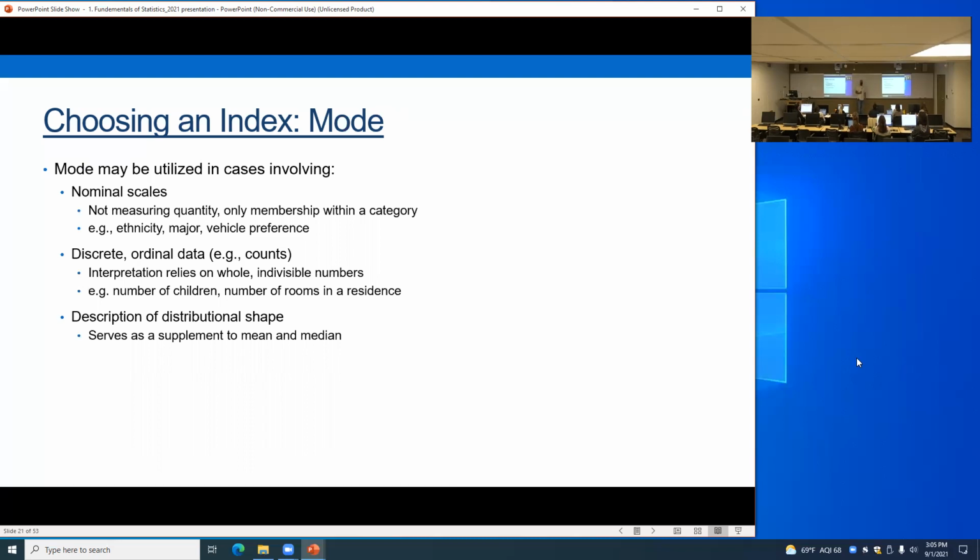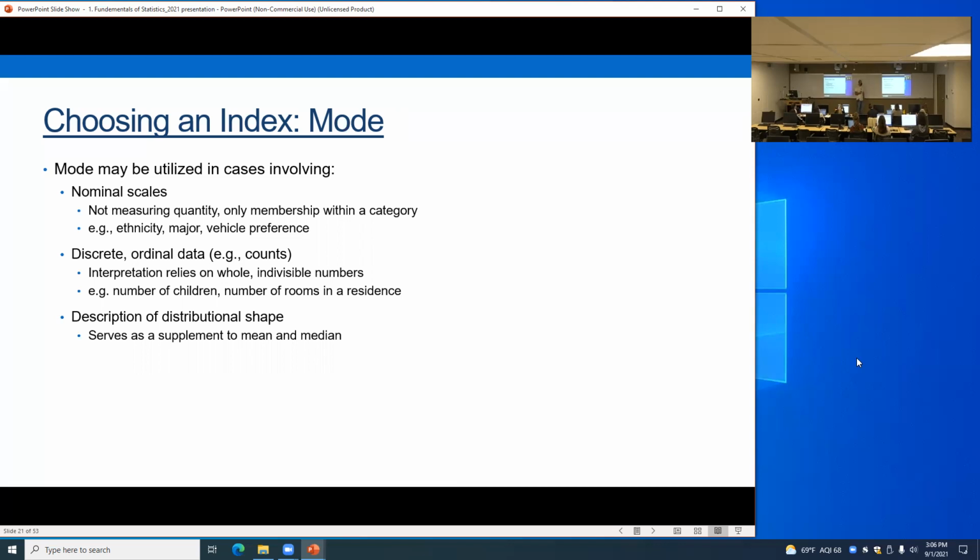Mean doesn't make any sense either, although you would be surprised how often people do this. Just because I can assign a number to something and SPSS will give me a mean or a median value doesn't mean it means anything, right? So for nominal scales, we should be using mode. If I have discrete ordinal data, things like counts, mode can be quite useful. It's the most frequent value that comes up.